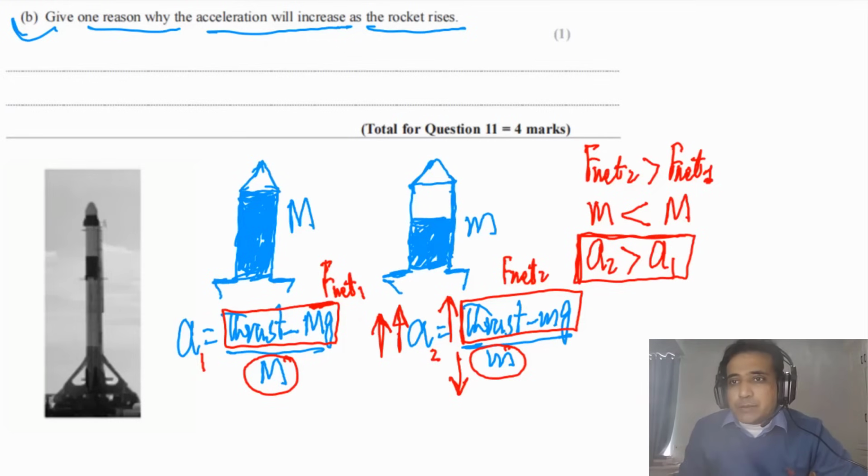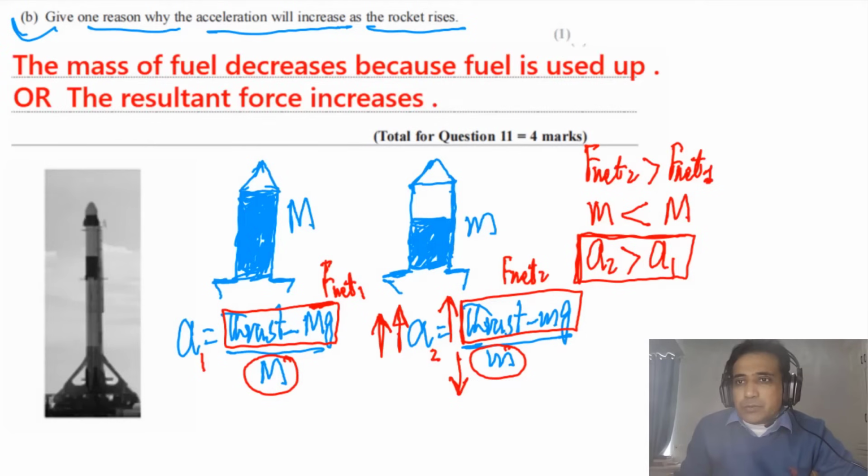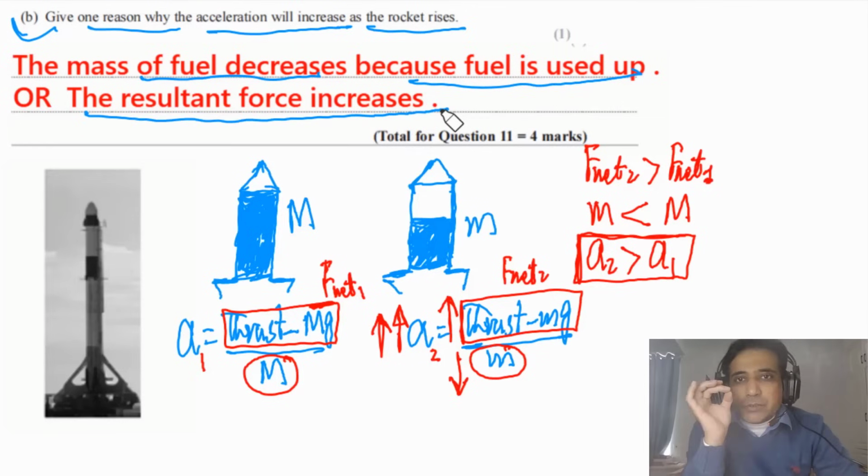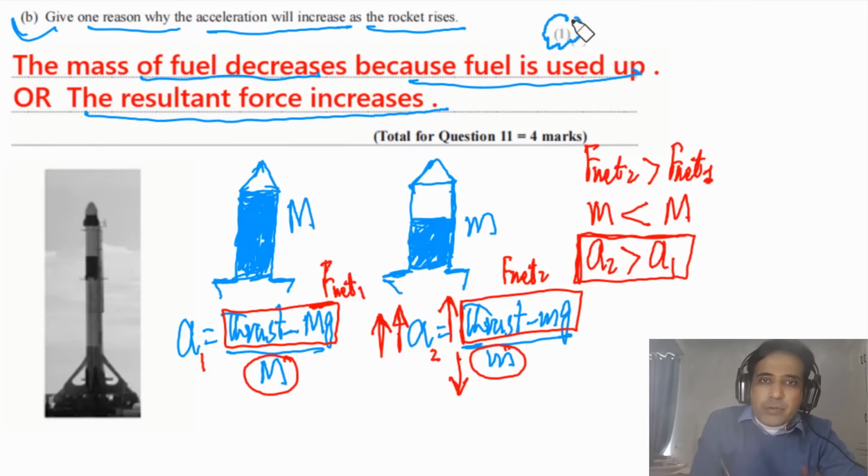Let me show you the answer. In your answer, you can mention this point. You can simply say the mass of fuel decreases because fuel is used up. You can also say the resultant force increases because thrust is constant. And this question has only 1 mark. If you write down this point, you will get 1 mark. And if you write down this one, you will also get 1 mark.